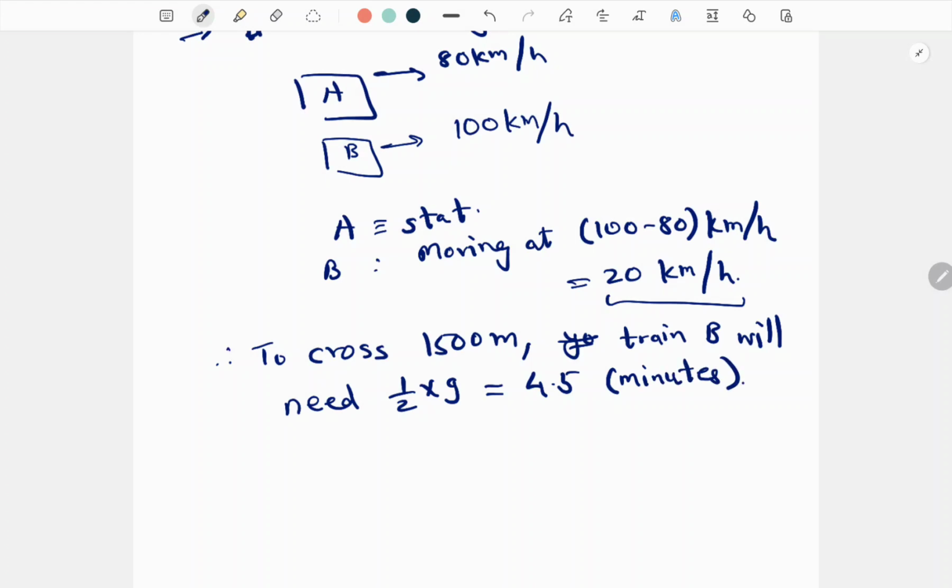We are reusing the calculation that we did earlier, so assuming that that calculation is correct, this is also correct. So this train will need 4.5 minutes to cross if they are moving in the same direction, and it will take half a minute if they are moving in opposite directions. Okay, that's about it.